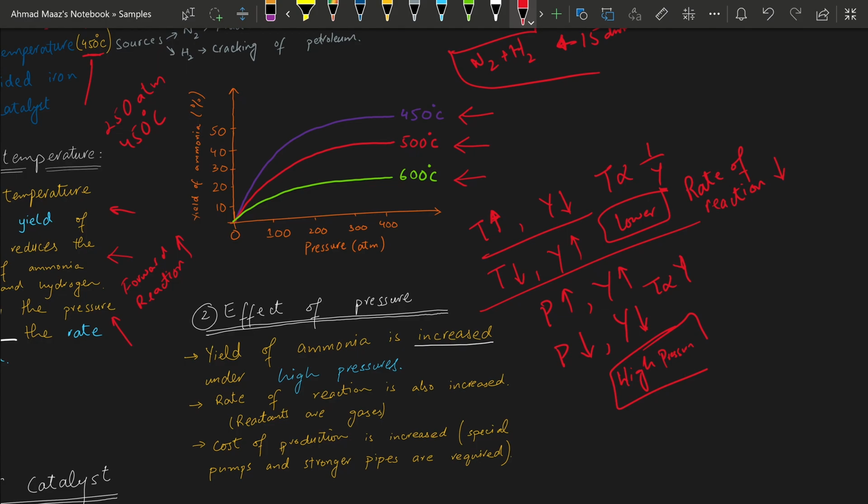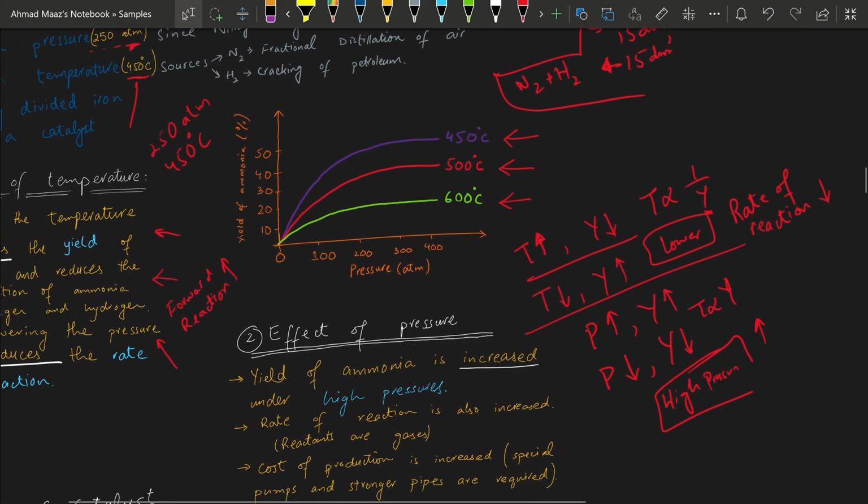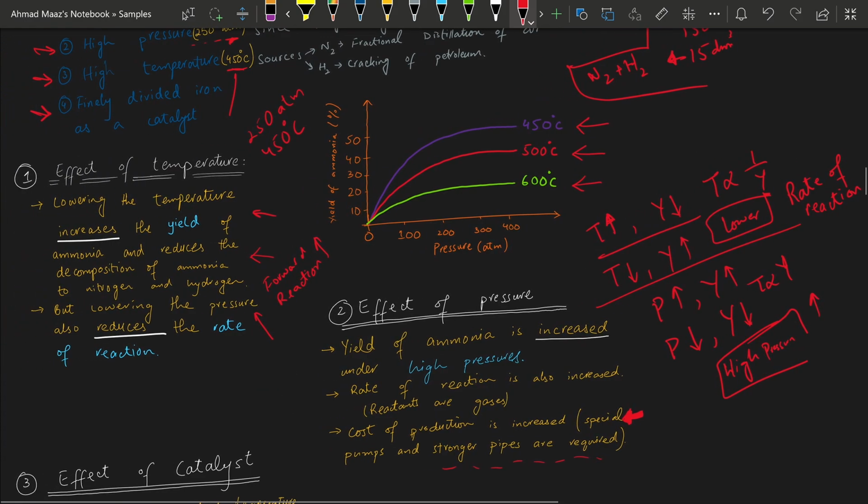But when we increase the pressure further, more than 250 atmospheres, then there are again certain conditions that we need to apply. For example, we need special pumps if we need to increase the pressure even more, for even more yield. And we also need stronger pipes so that they can withstand the increased amount of pressure.